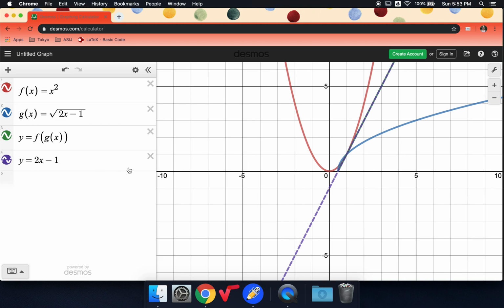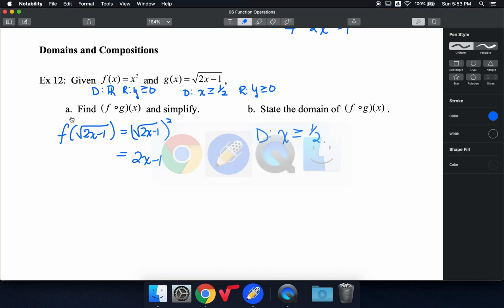Because if I try to put in any other value over here into my f of x, well, it's going to be undefined first. So my domain has to be x greater than or equal to a half. My range, it doesn't ask me for range, but I'm going to do it anyhow, is going to be greater than or equal to 0.